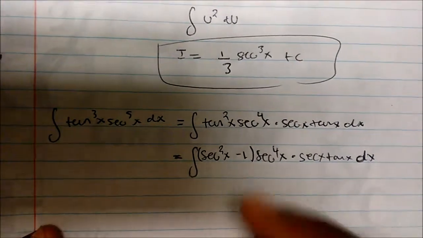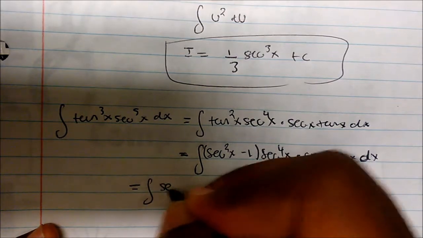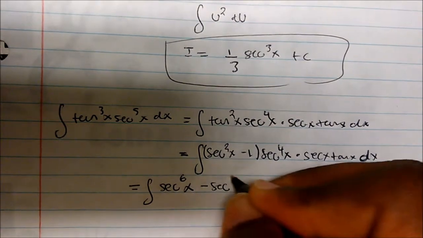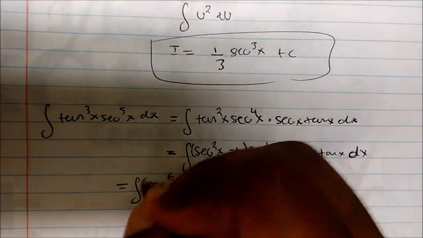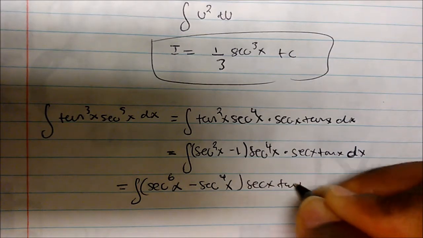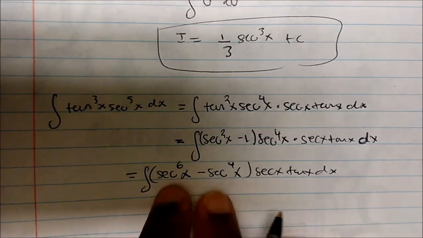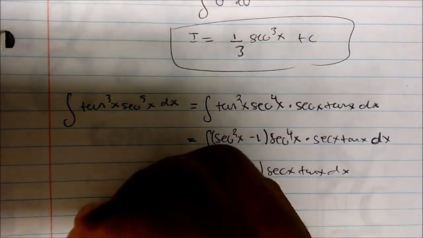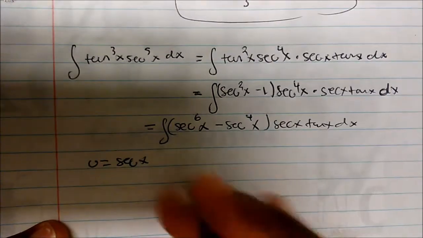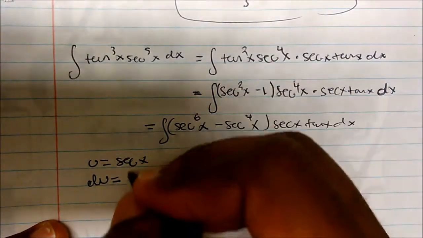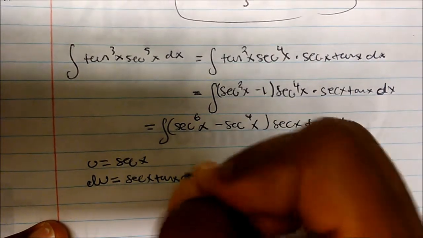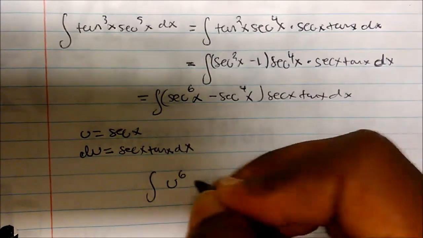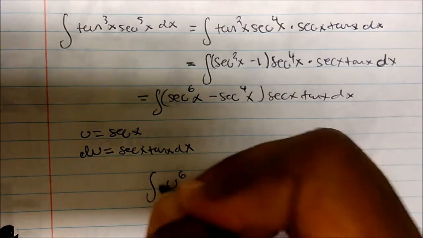Okay, and now I could just distribute my secant fourth. So this becomes the integral of secant, I have the same base, I just add my exponents. So this becomes secant to the sixth of x minus secant to the fourth of x. And we're going to multiply that by secant of x tangent of x dx. Okay, now my whole integral becomes in terms of secant, and that fixes everything. So now if I set u to be secant of x, then my derivative, or du, becomes secant of x tangent of x dx, which is exactly what we have here. And so we could rewrite this integral as u to the sixth minus u to the fourth du.